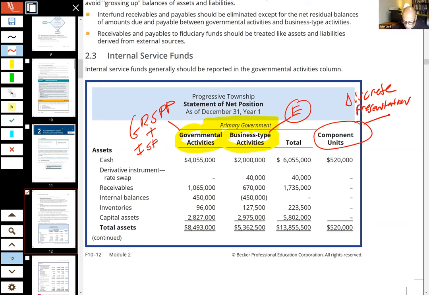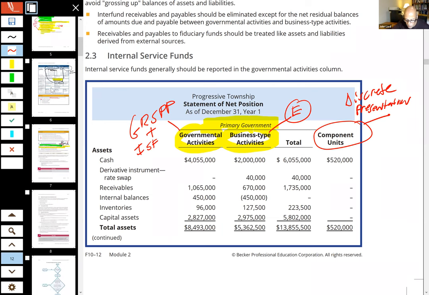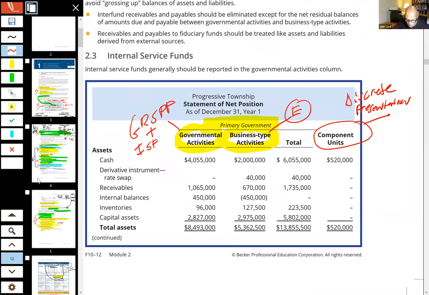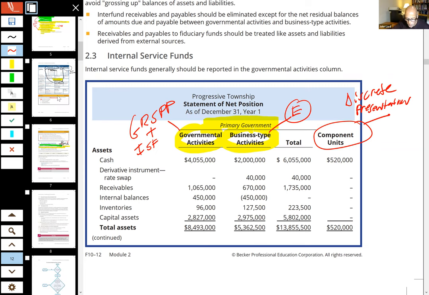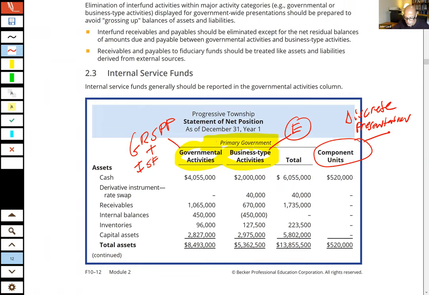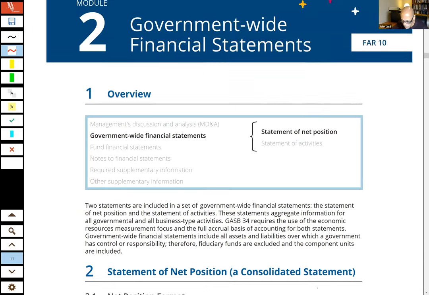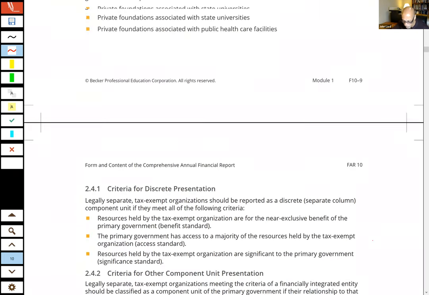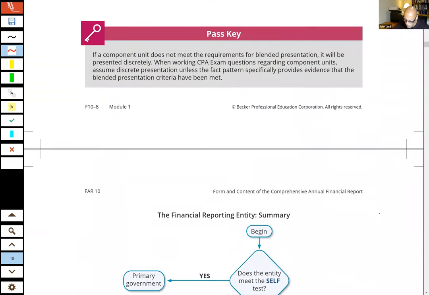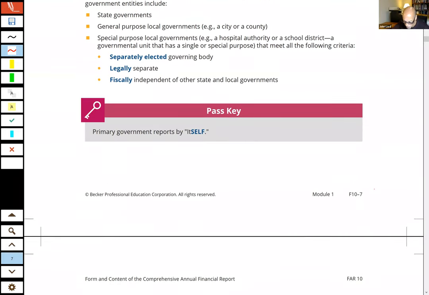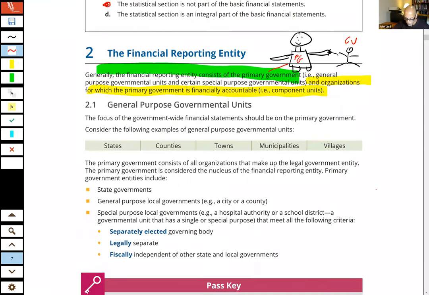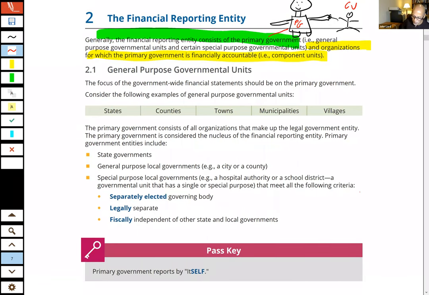So let's take a look and see how we can determine if an entity is a component unit or a primary government, because you've got to be one or the other. All government entities are one. You're either a primary government or a component unit. So how do I know if I am a primary government?